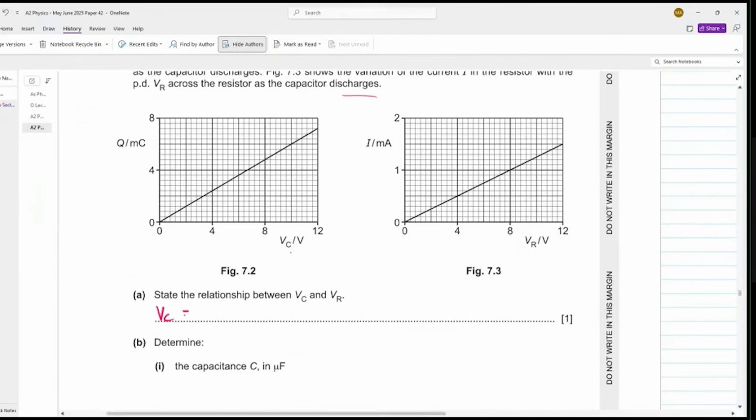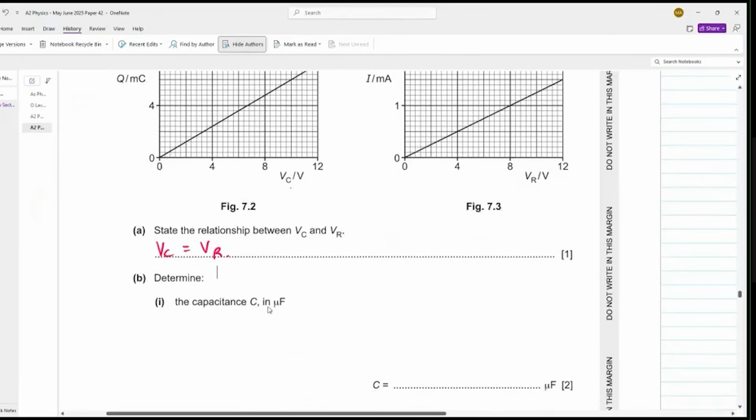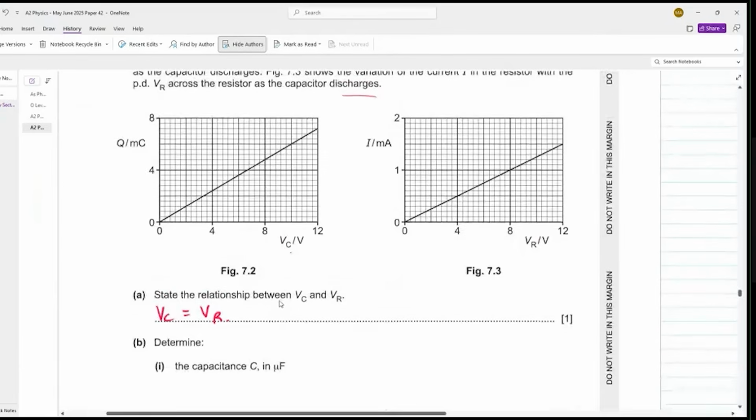Both the voltages will be always same. Beta, voltage across capacitor will be the same as the voltage across the resistor. No complications here. Now you have to calculate the capacitance in microfarad. How will you do that? हाँ जी, किस तरह निकालोगे capacitance?